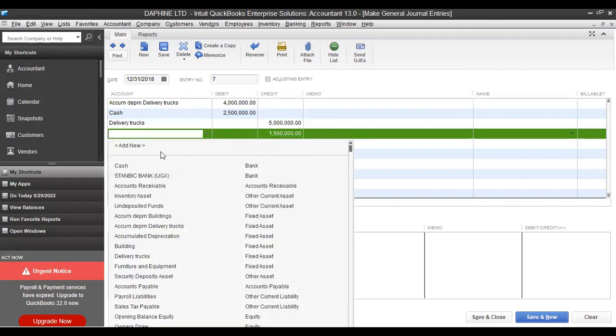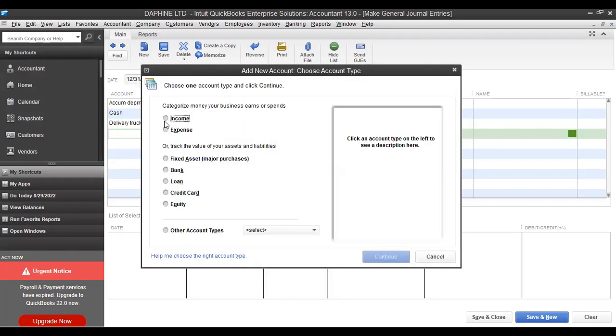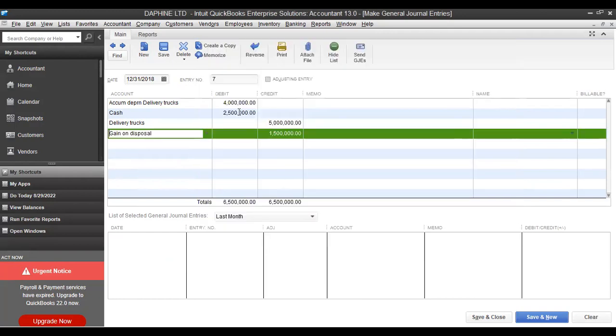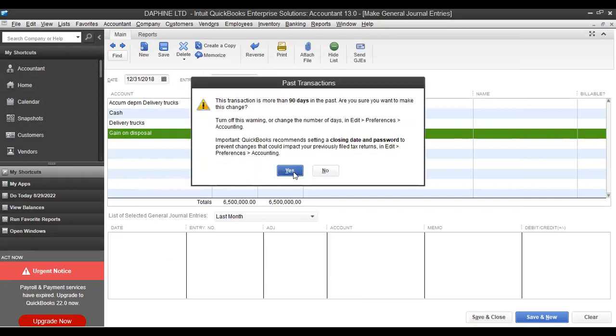So what we put here is an income account. You add new, come under income, then you say continue, then you say gain on disposal, then you save and close. So this is how it will look. Then you save and close.